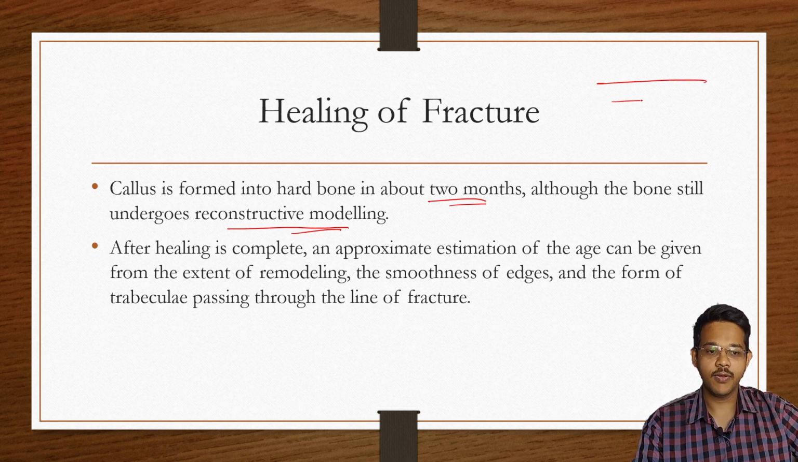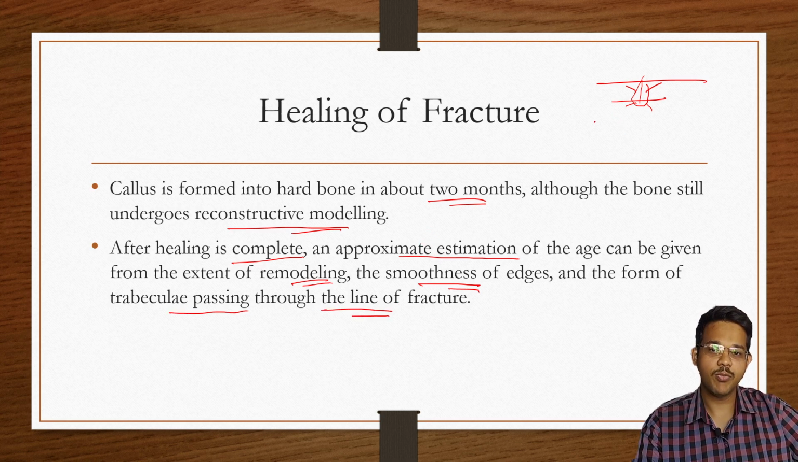After the callus, which is the overgrowth of the calcium, it is removed by osteoclastic cells. Then remodeling occurs. After healing is complete, an approximate estimation of the age can be given from the extent of remodeling, smoothness of the edges, and form of tubercle passing through the line of fracture. So based on how much remodeling has occurred, the approximate age can be determined.